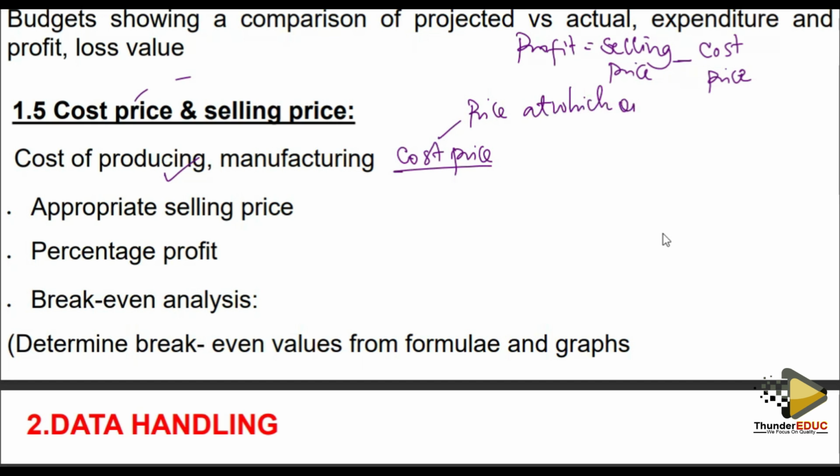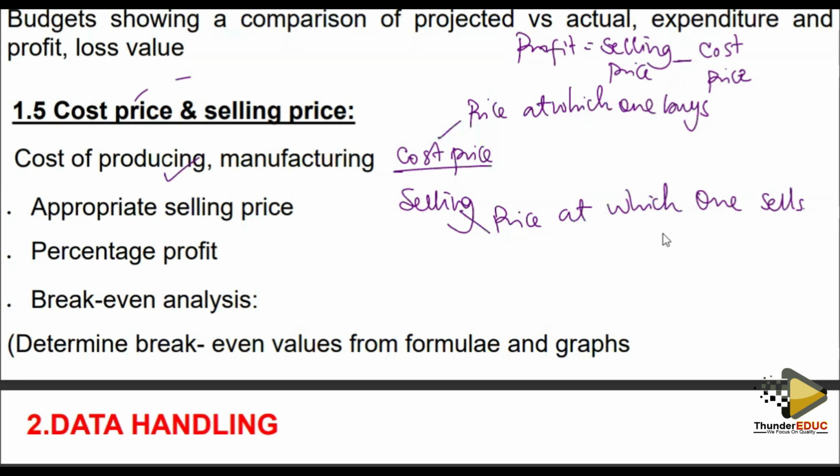Cost price is the price at which one buys. And selling price is the price at which one sells. In most cases, the selling price is higher than the cost price. Why? Because to determine the selling price, you need to have the profit plus the cost price.